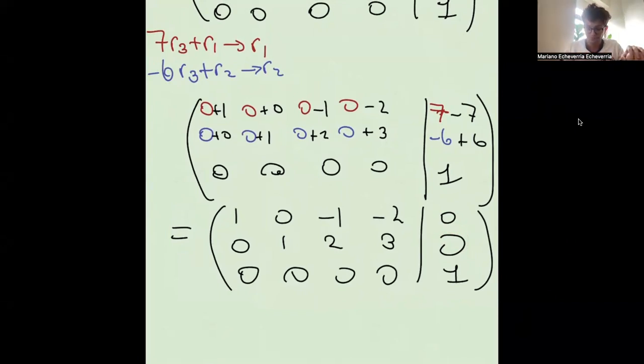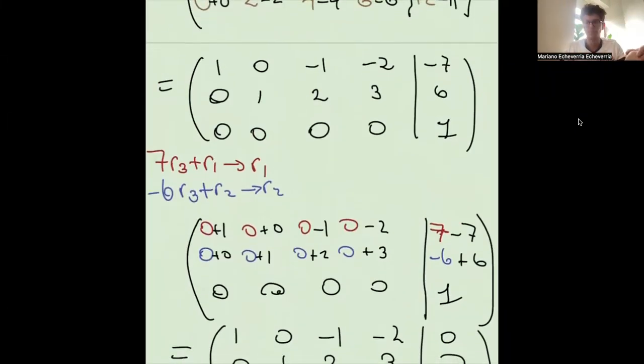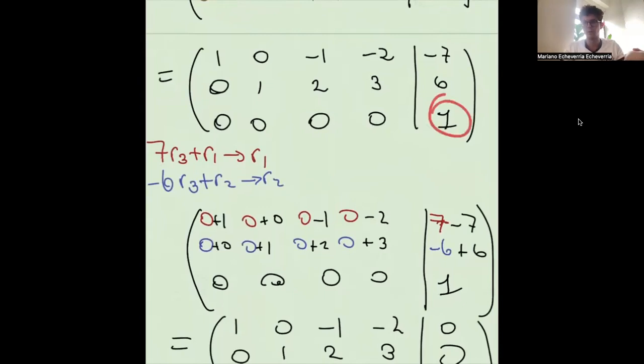Doing 0 times R3 would do nothing, right? Because it would be like adding 0 to everything. So you get back the same row. So that is more or less okay, but it's not useful.